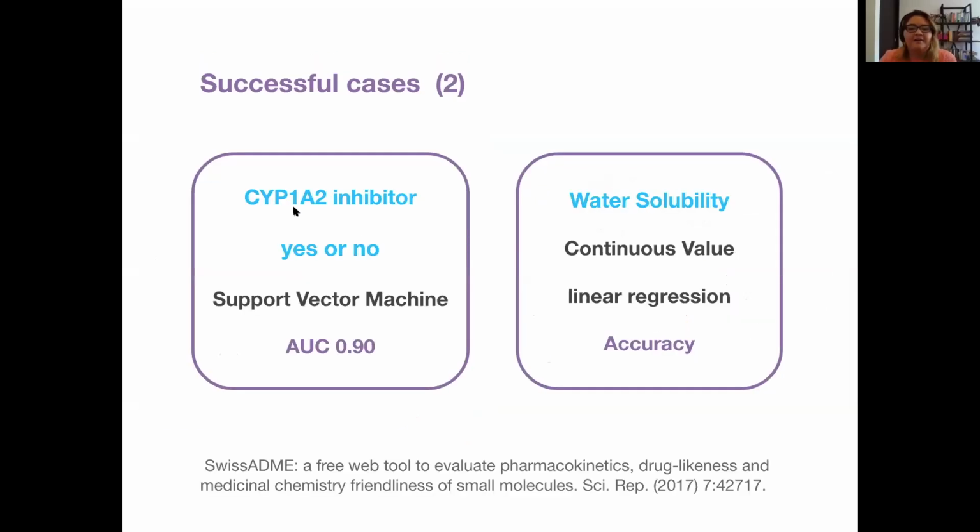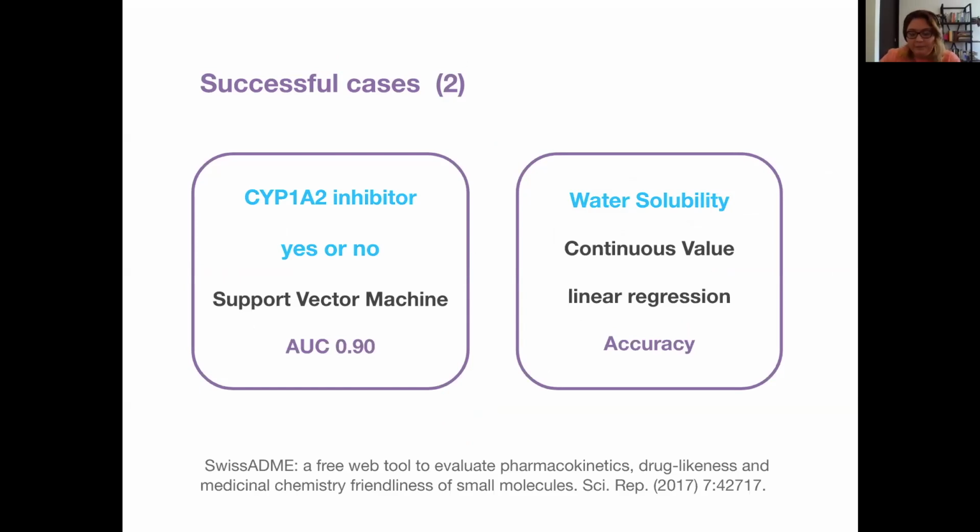Specifically, when we see the result of whether this molecule is going to inhibit this specific CYP, the answer is yes or no. And the way that we get this response is by the use of a support vector machine, whose area under the curve is 0.9.